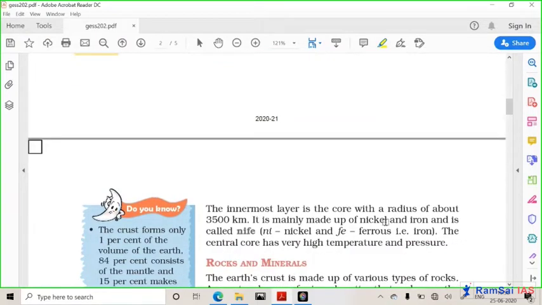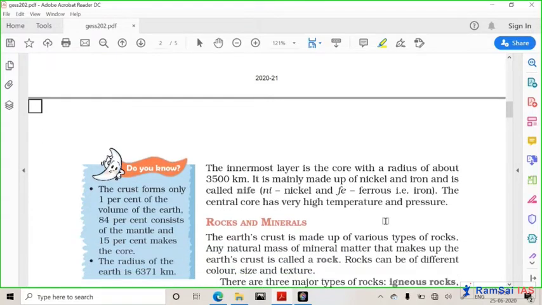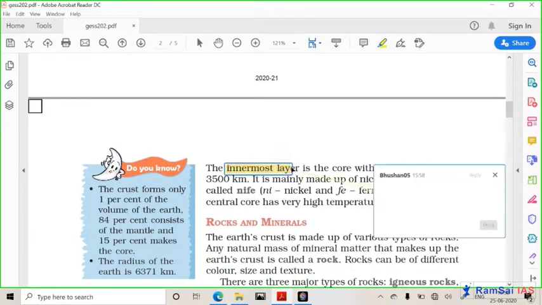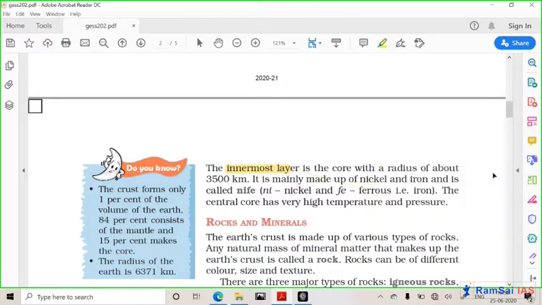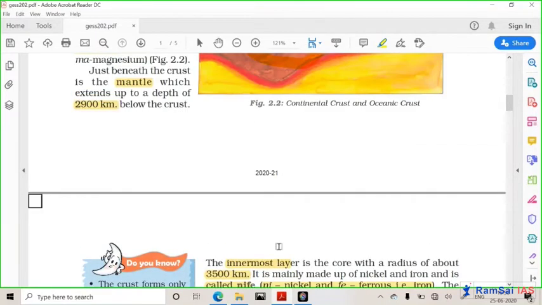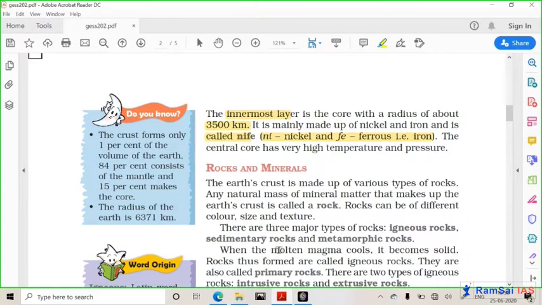After the mantle is finished, the next layer which starts is the core. So the core is the innermost layer of the earth, and it can be divided into two parts: inner core and outer core. Its radius is around 3500 kilometers. The core is made up of dominant elements called nickel and iron, or ferrous. So this layer is known as the Nife layer. Don't spell it K-N-I-F-E, it's N-I-F-E, or simply Nife. So the core is made up of the Nife layer. These are the three important layers of the earth.